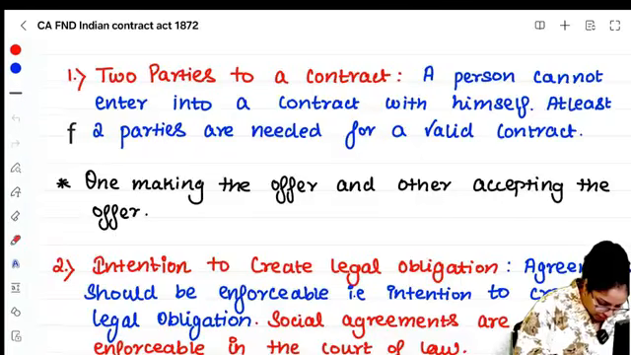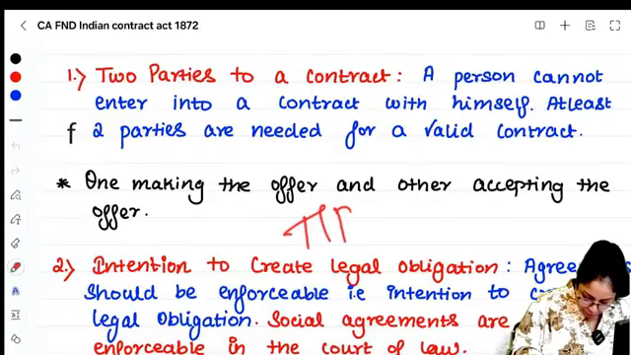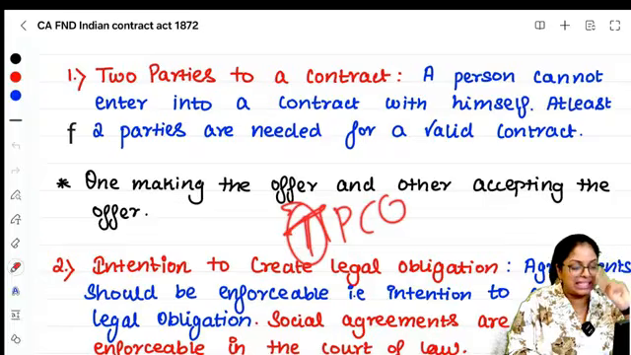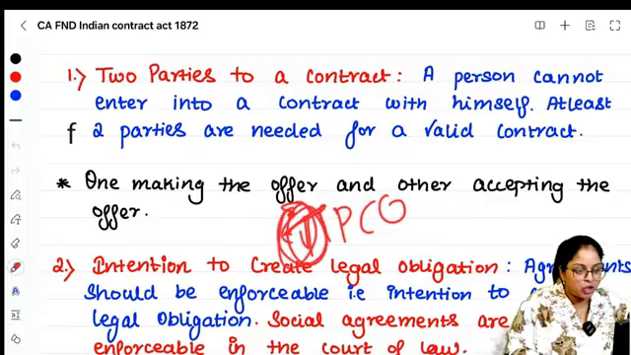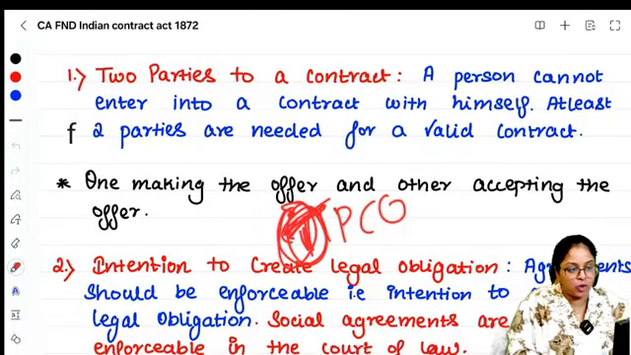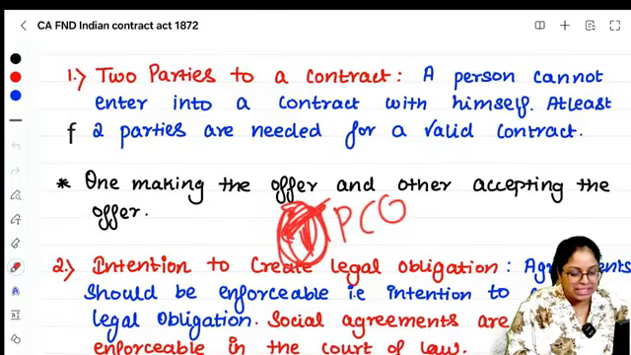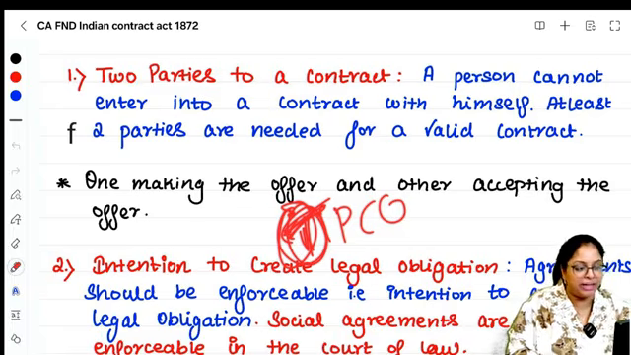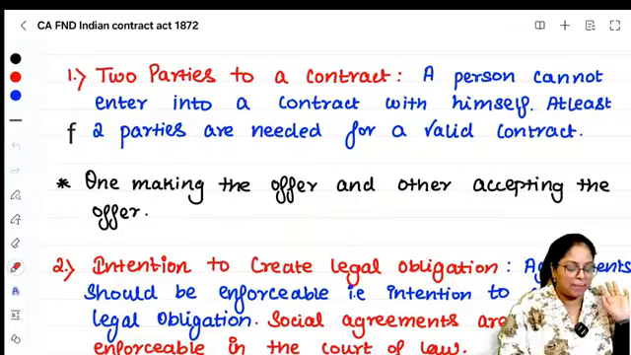First essential. There was a mnemonic that we developed. It was TIPCO. T stands for what? Two parties. That's classic case law. You remember the sales tax department sent a notice to the partnership firm. State of Gujarat versus Raman Lal and Company.